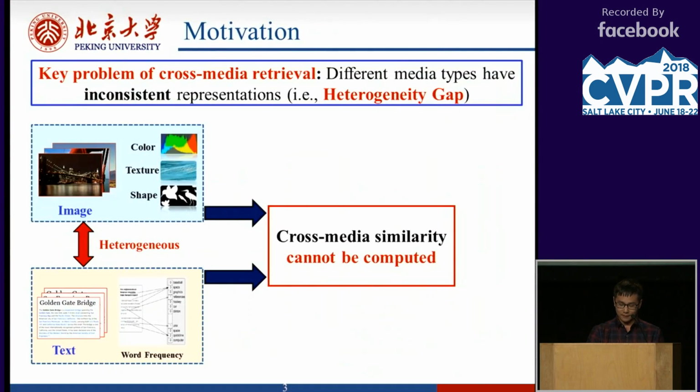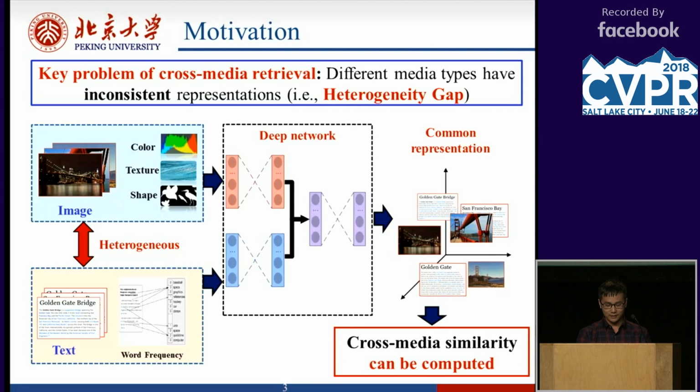The key problem of cross-media retrieval is that different media types have inconsistent representations, so their similarity cannot be directly computed. The current mainstream methods use deep learning to generate a cross-media common representation, so the cross-media similarity can be computed.